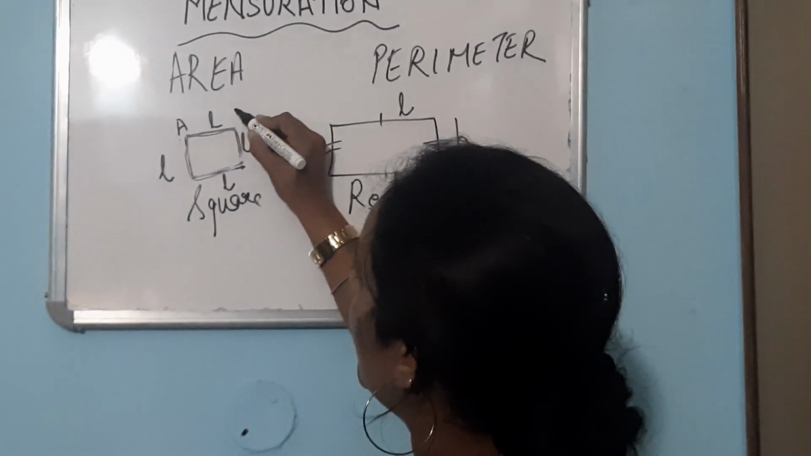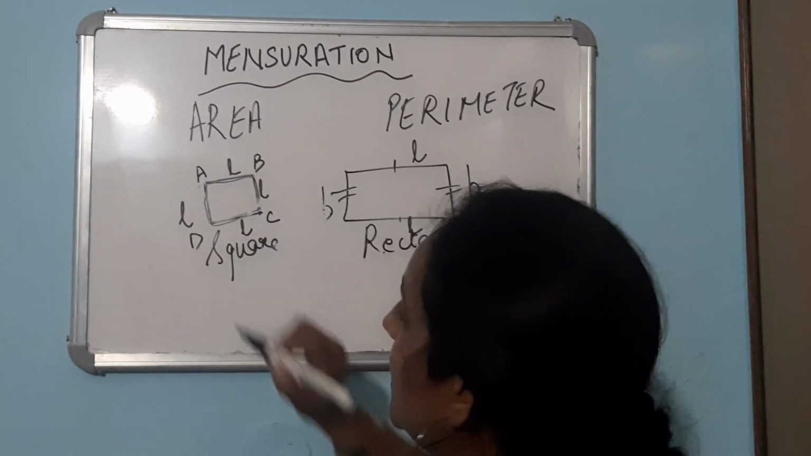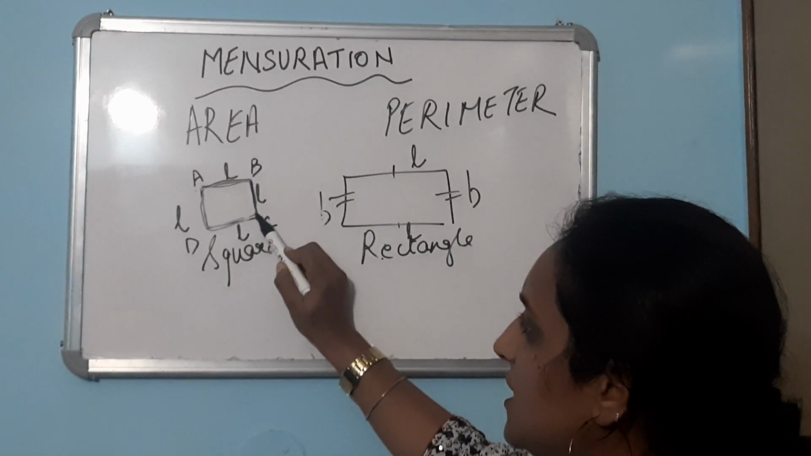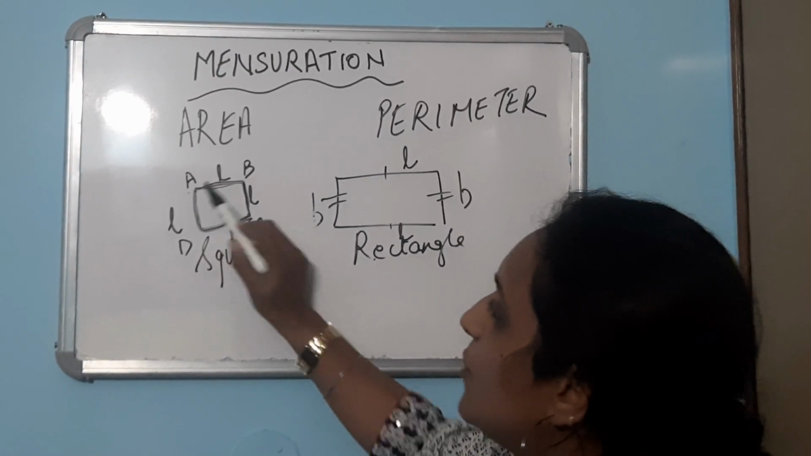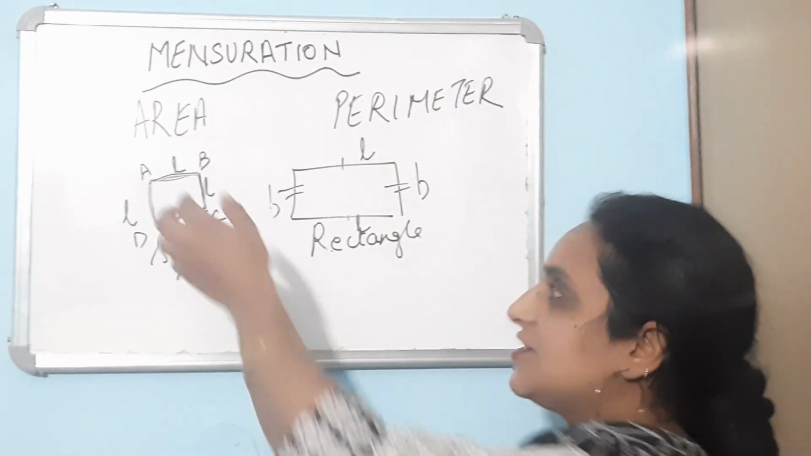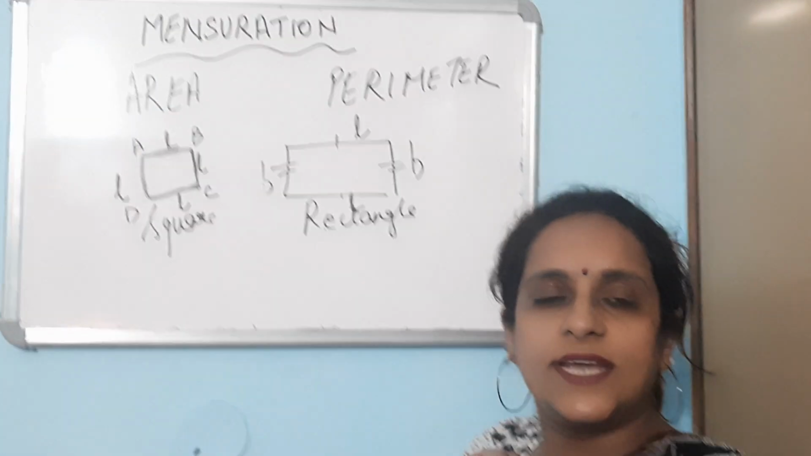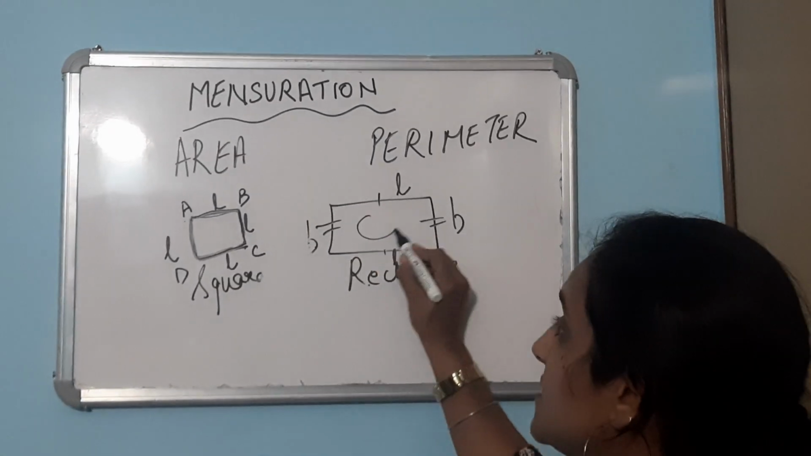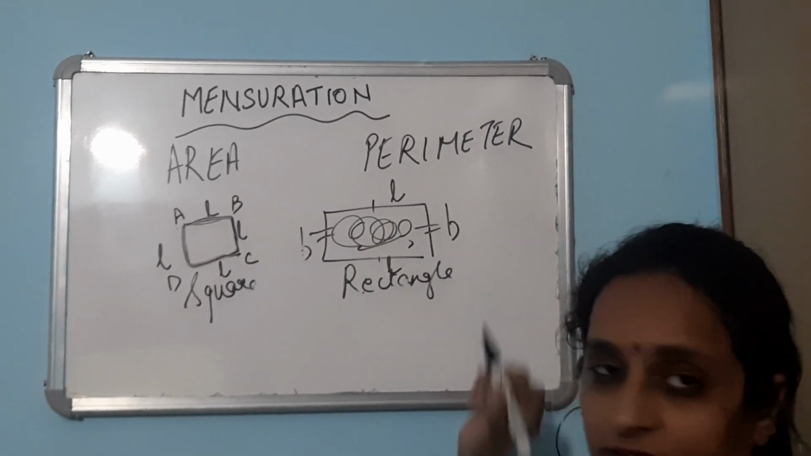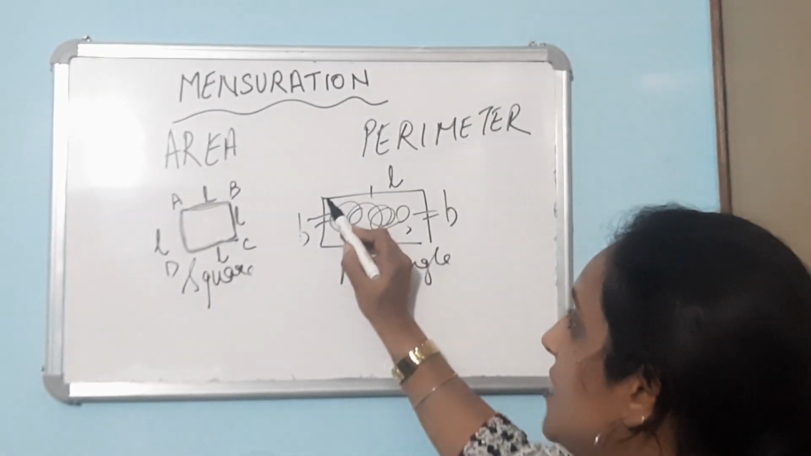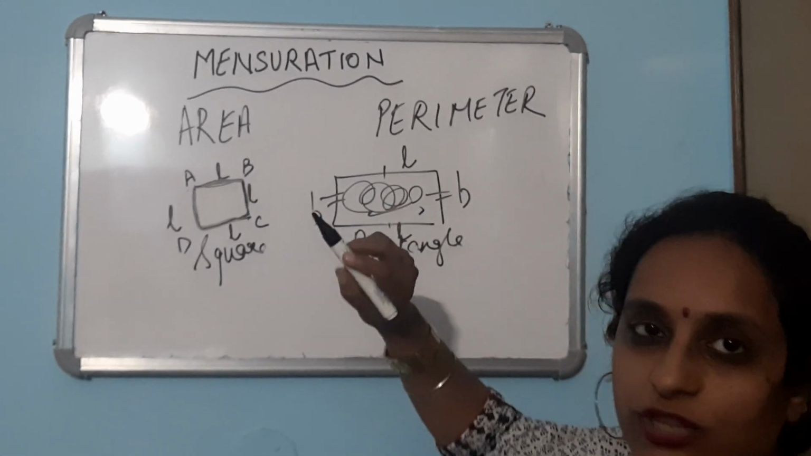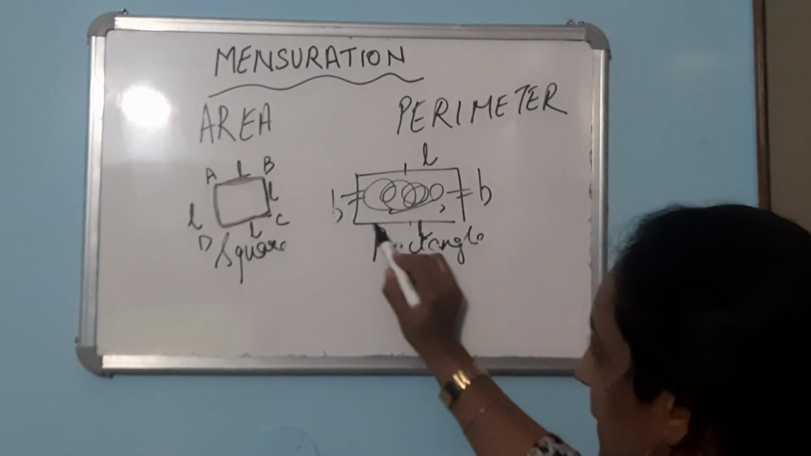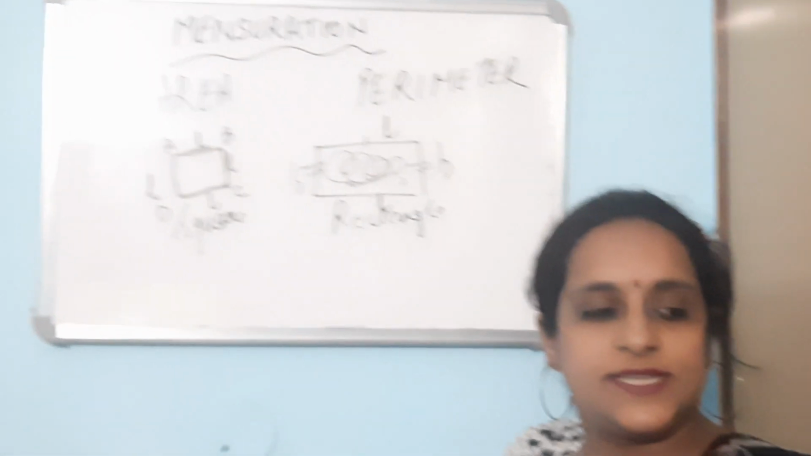Suppose I name the square A, B, C, D. If I start from A, move towards B, from B to C, C to D and back to A, this total length which I have covered is called the perimeter. Now I think I made my point clear. Area is a space that is enclosed within the figure, while the perimeter is when I move from one point on the outer surface and come back to that same point after moving the complete boundary. This is called the perimeter.